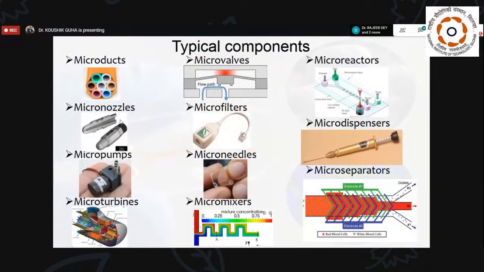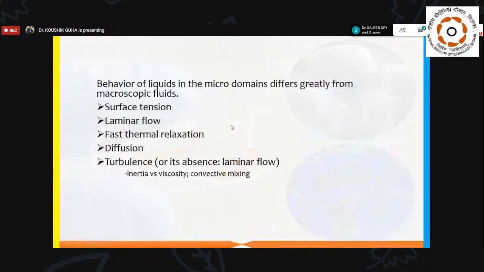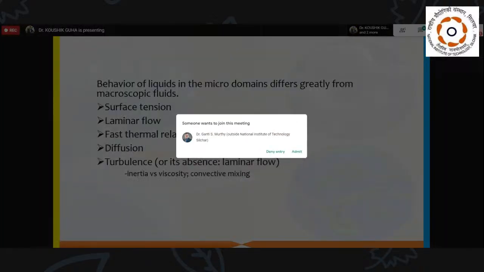Some of the typical components of microfluidics are micro ducts, micro nozzles, micro pumps, turbines, micro filters, micro needles, mixers, micro reactors, micro dispensers, and micro separators. The behavior of liquid in the micro domain differs greatly from that of macroscopic fluid, as I just told you. Whenever you restrict the chamber or channel to the micrometer or nanometer level, you have to think about some extra physics, and some ideal or non-ideal effects also come into the picture.